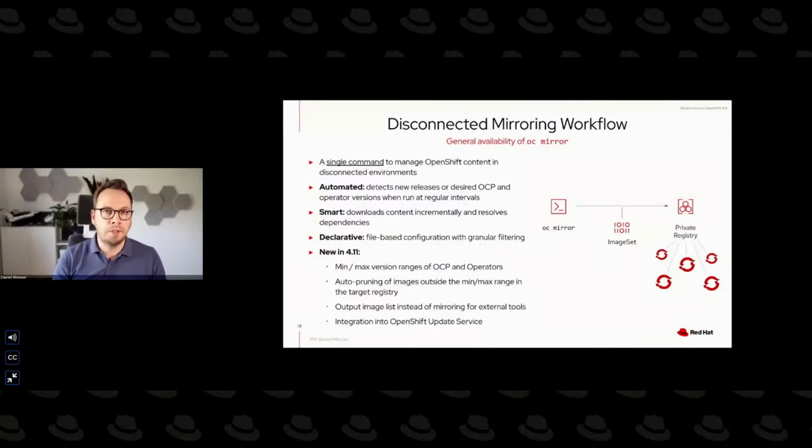In 4.11, we are graduating this tool to general availability, and we're adding the ability to specify a min-max version range for both OpenShift and operators that you need behind your firewall. And as your clusters update and as you update these operators on those clusters, you can actually start to adjust these version ranges towards newer releases, which allows you to make use of the tool's auto pruning capabilities, which will delete images that are no longer needed in your registry mirror.